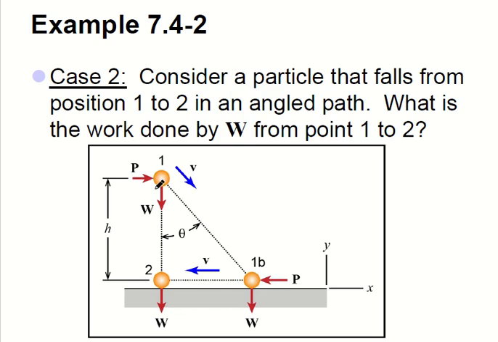Case 2. Consider a particle that falls from position 1 to 2 at an angle, which is theta here. What is the work done by W from point 1 to 2? Every time we have theta, we have to think about which direction the main force is going, and it is usually represented by the velocity. We go from here to here, and here our path is defined by 1 to 1B and 1B to 2. You also have the external force, which is here and then here, in addition to your weight.